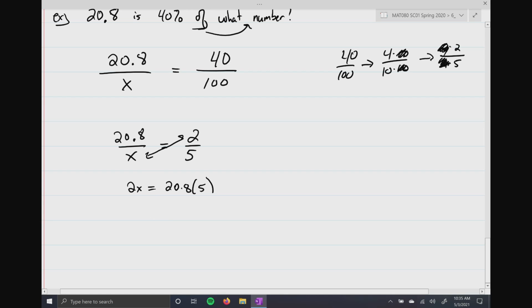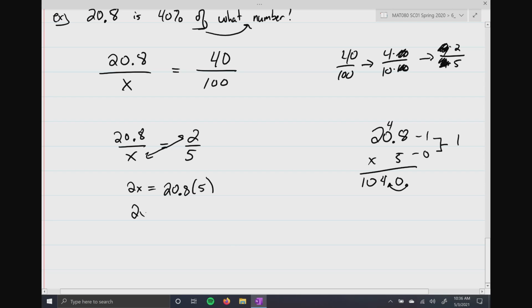20.8. Let me write that cleaner. It looks like 20.8 times 5. Now, the multiplication, I have to do it. I'm going to do it off to the side. And just remember, when you're multiplying decimals, you just multiply. 5 times 4 is 40. Carry the 4. 5 times 0 is 0. Plus 4 is 4. 5 times 2 is 10. I have 1 decimal place in the first number. 0 decimal places in the second. So my answer will have 1 decimal place. So I put it to the right and move it to the left 1 spot.